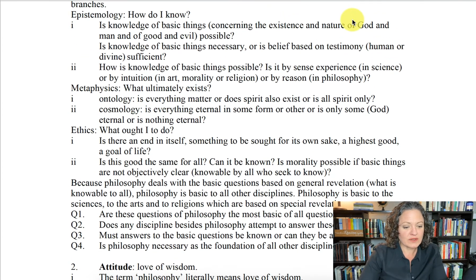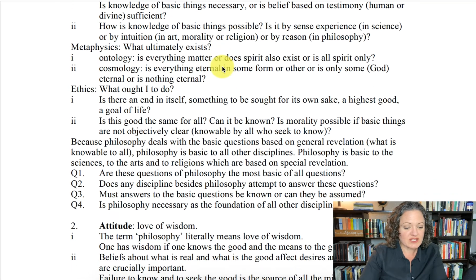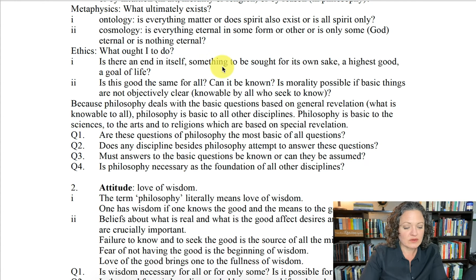Okay, so we're looking at epistemology, the basic questions of epistemology. How do I know? Is knowledge possible? Is it necessary? And is knowledge of basic things possible? And if so, how?